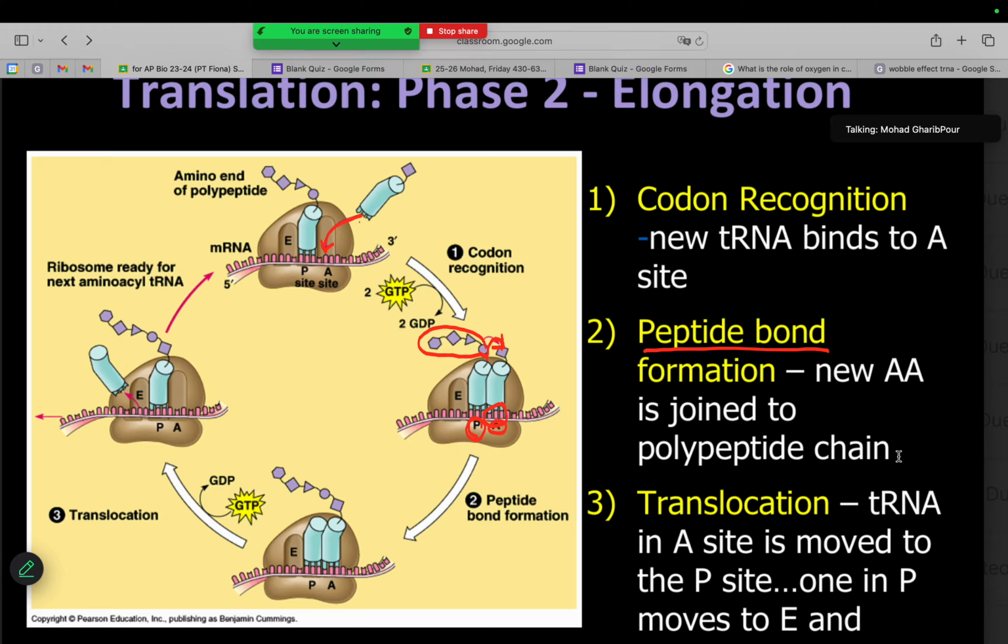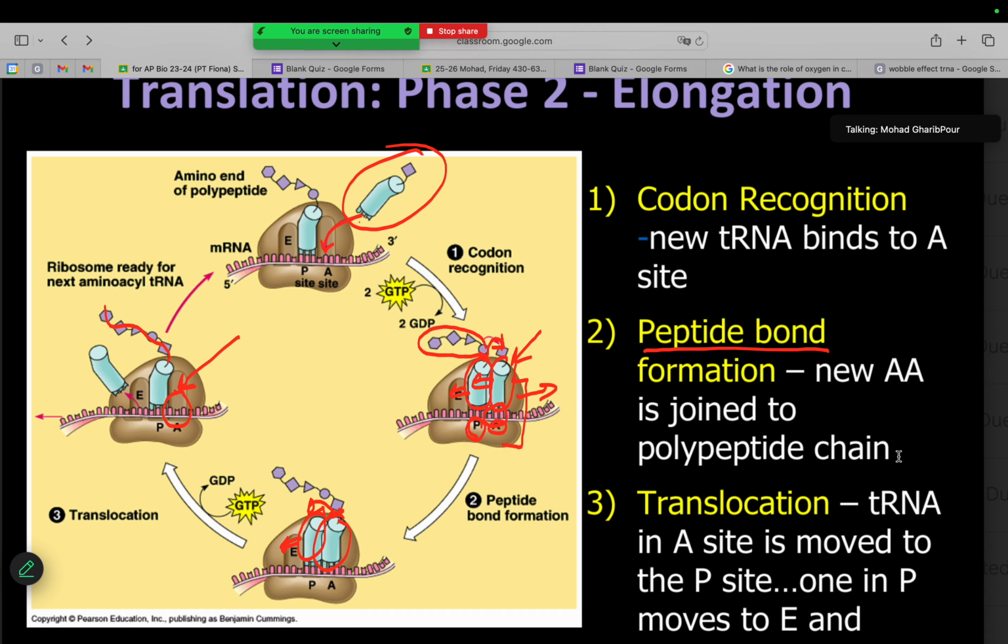Once that happens, this body moves to the right. This is now empty, so it enters the exit site. This one has the long chain, enters the P site, and opens up the A spot for another. So you can see this is empty, moves here. This has the long chain, it moves to the P site, has the polypeptide. The A site becomes empty, and now a new tRNA can enter based on the next codon.